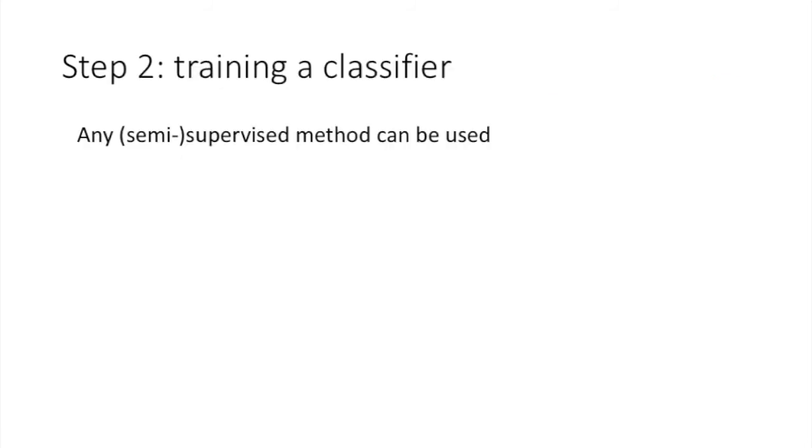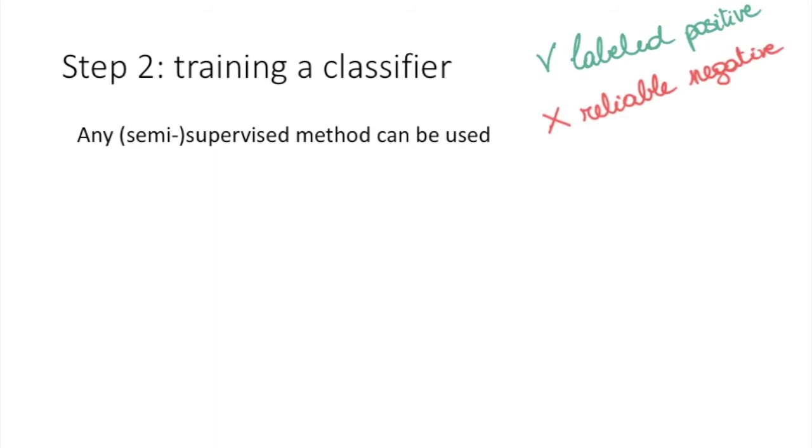Let's look at step 2. Here we are training a classifier based on the labeled positive examples and the reliable negative examples. Optionally, we can also use the leftover unlabeled examples and use semi-supervised techniques. A type of classifier that is very often used for the two-step technique is the SVM classifier.